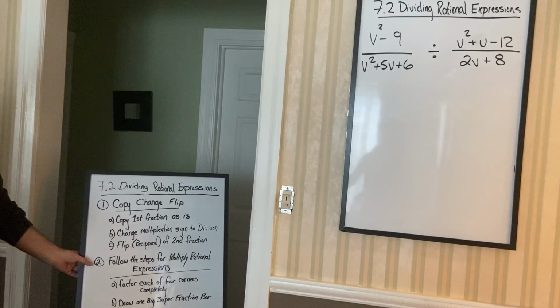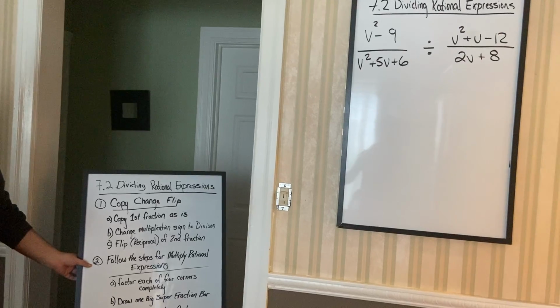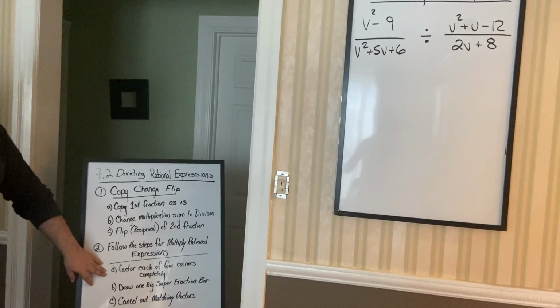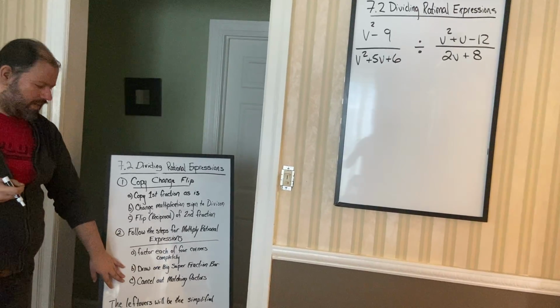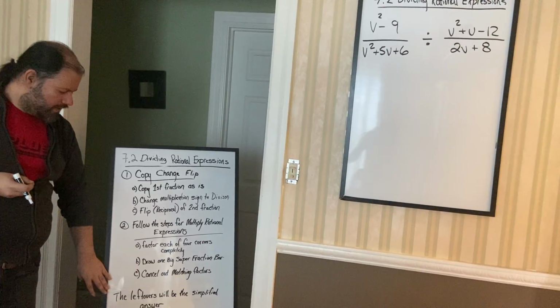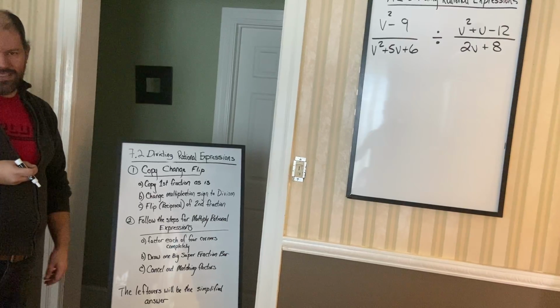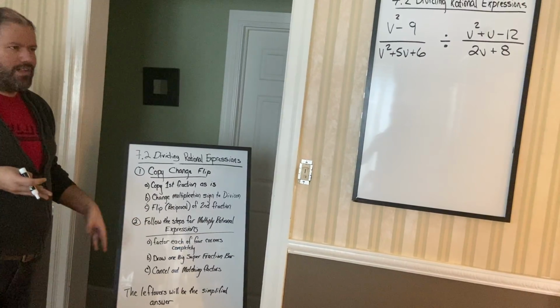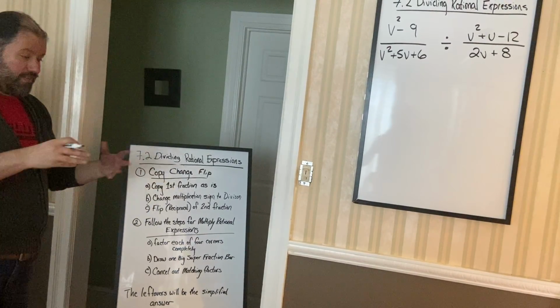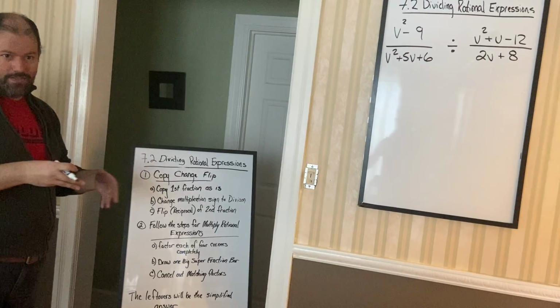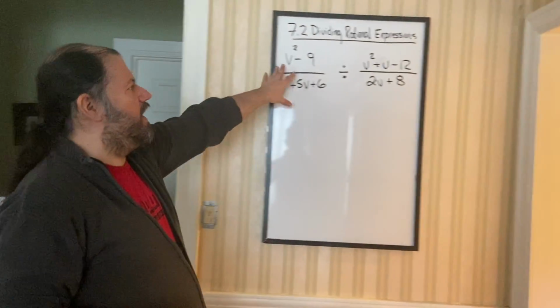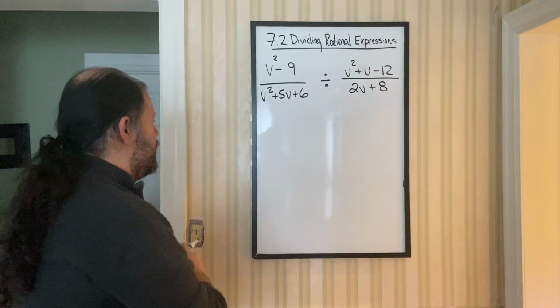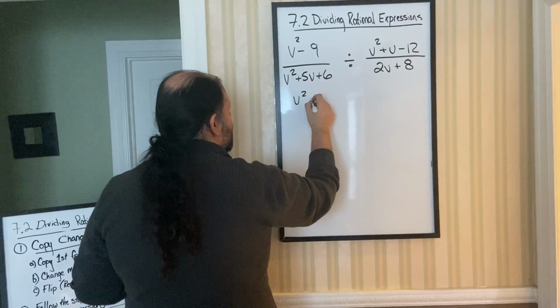Once you do that, then we're just following the steps for multiplication. And the condensed version is factor the four corners completely, draw one big superfraction bar, and then cancel out the matching factors. Whatever the leftovers are will be your simplified answer. If they're monomials that are left over, I suggest to multiply. If it's binomials left over, leave them. So let's do that. Copy, change, flip first. Alright, so just copy.